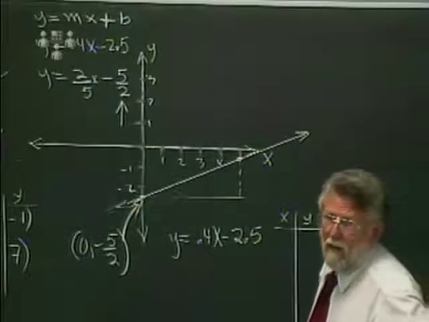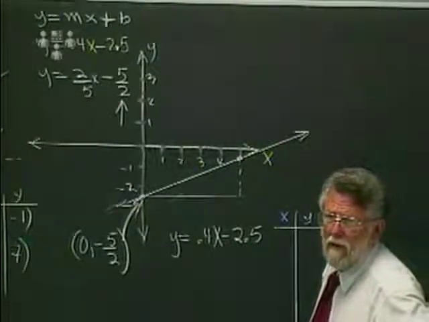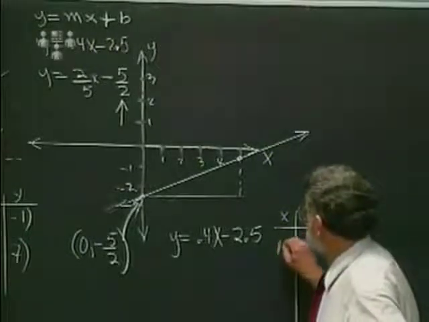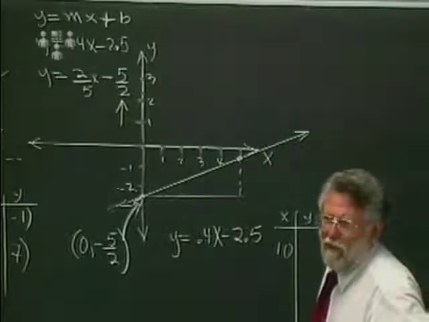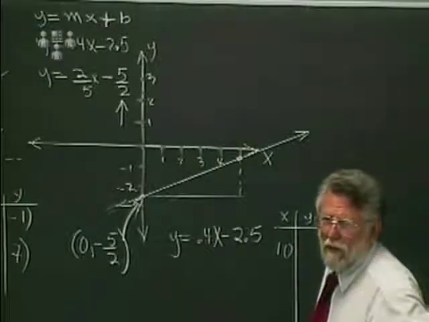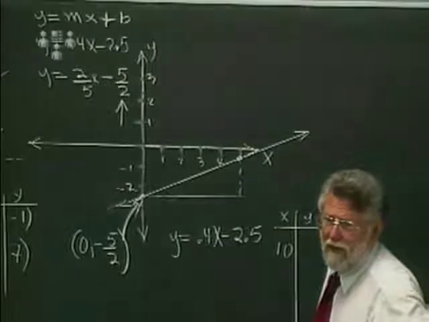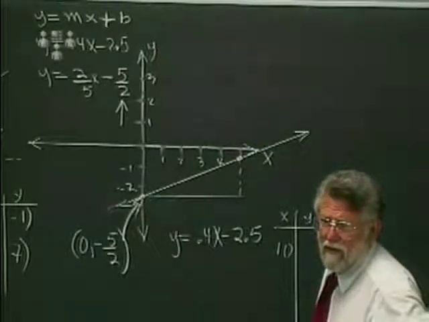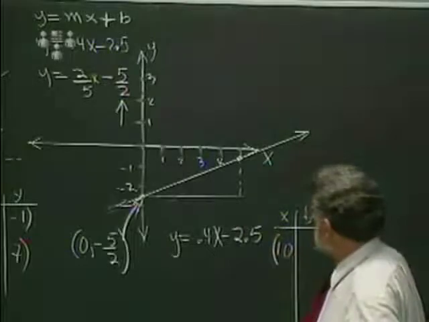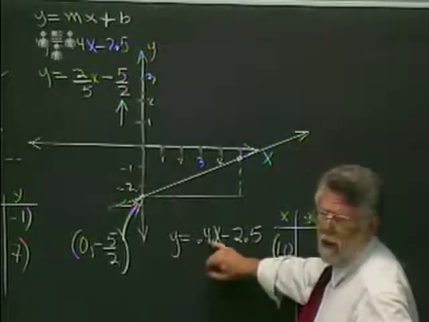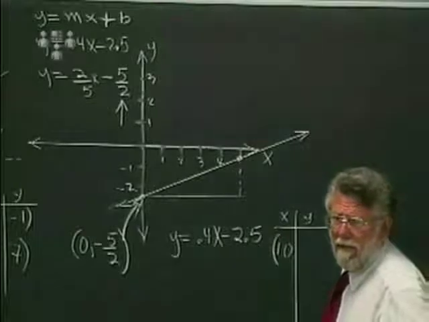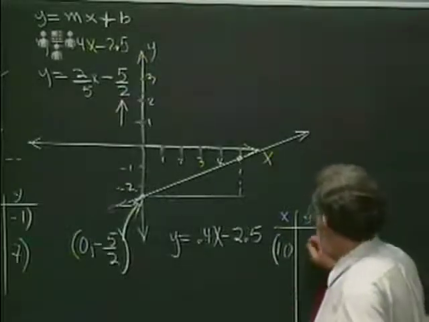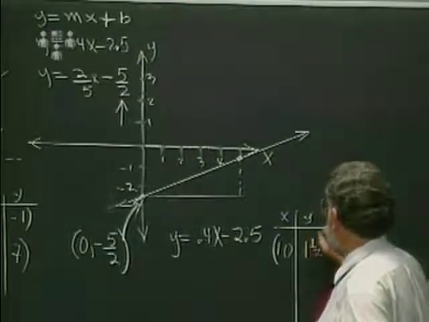Okay, it's 0. We've done that one. Give me another one. 0.4 is a decimal. How would you make it a whole number? Let x be 10. 10 times 0.4 is 4. Right? So if x is 10, then this becomes 4. And what's 4 minus 2.5? 1.5.